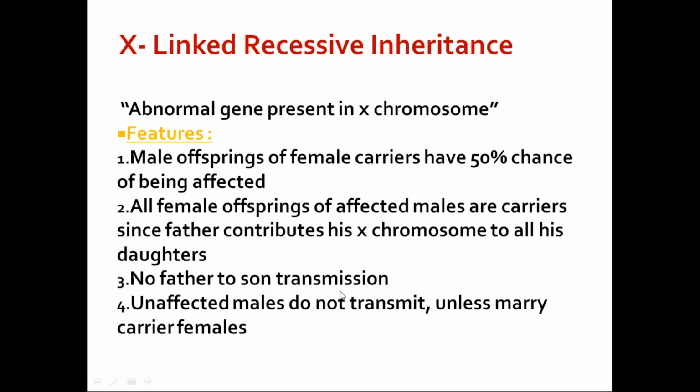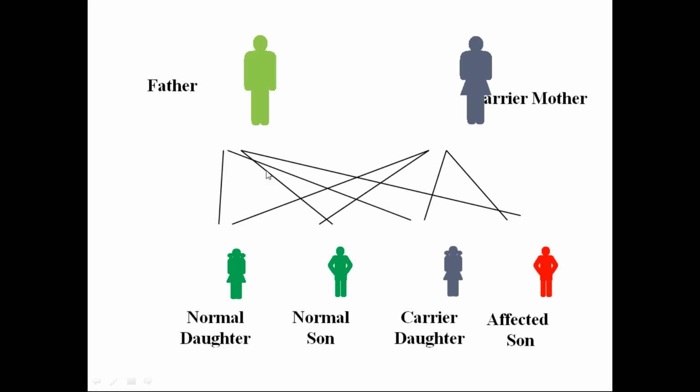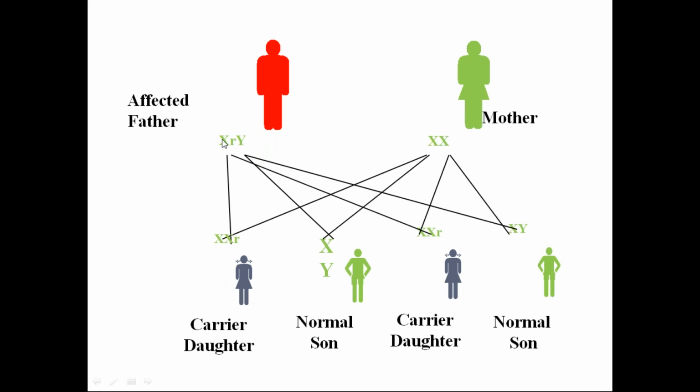No father to son transmission. Why? Only a single X chromosome is present in the father. Unaffected males do not transmit unless they marry carrier females. This is most important. Can you see this? Affected father. See this? R is the affected gene. XY is the father. XX is the mother. See this. R is transmitted to the daughter. So the daughter is a carrier only.